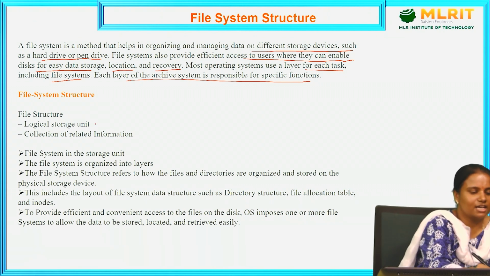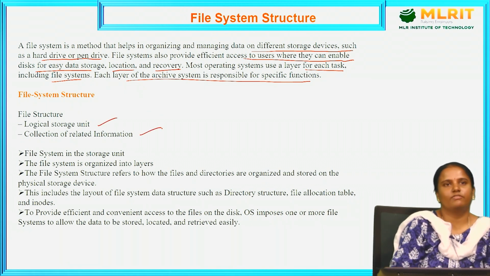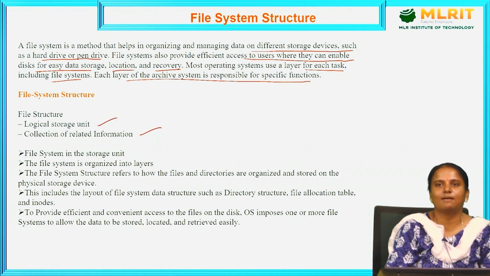File system structure is file structure. It is a logical storage unit, and next is a collection of related information. A logical storage unit is nothing but some logical block numbers, through which files can be accessed. Through those numbers only we can access the files.